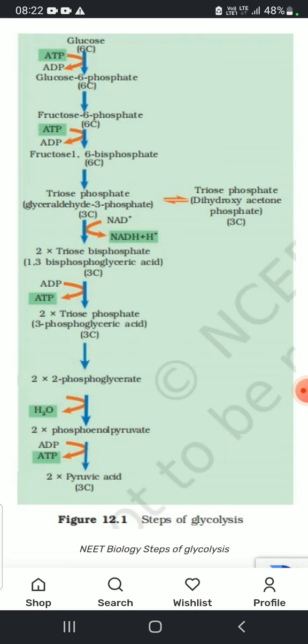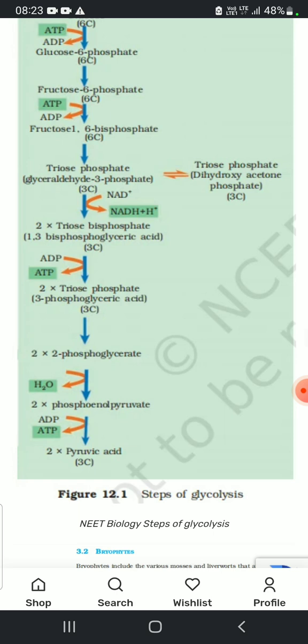Then the step at which NAD gets reduced is from glyceraldehyde 3 phosphate, that is from triose phosphate, which has 2 forms, to 1,3 bisphosphoglyceric acid. And the step at which water is released is from 2 phosphoglycerate to 2-phosphoenol pyruvate.